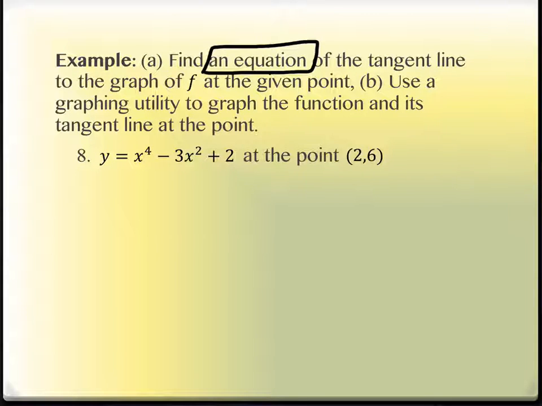We didn't actually find the whole equation. We just found the slope of the equation. And then it wants us to use the graphing utility to graph the function and its tangent line. So that's a little bit different than the directions in the last set as well. We aren't just confirming the number at the evaluation point. We're confirming it by a graph of the two functions together. So first thing to do is to find the derivative.